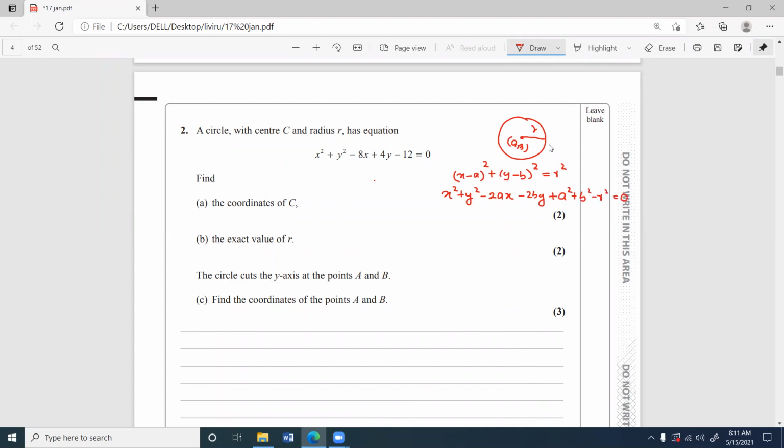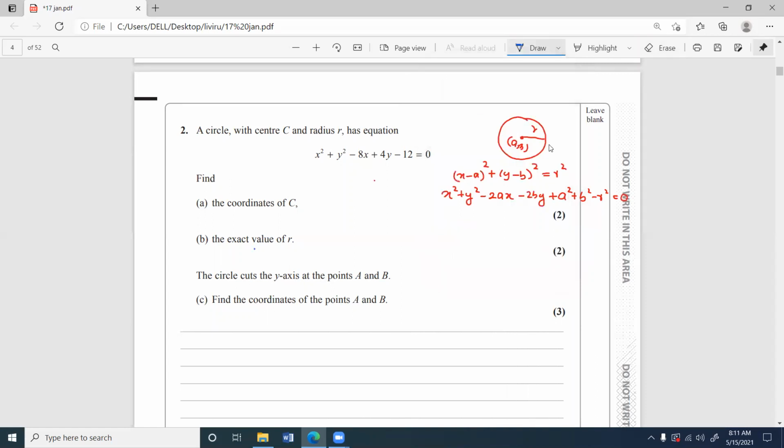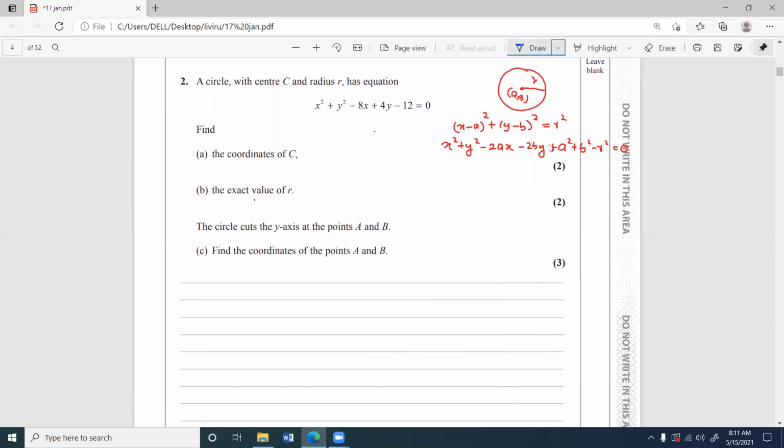Right. Using this equation, we can find the coordinates of the center C and the radius r that they ask about. To do this question, we can use two techniques. The first technique is to put this expression in this form. Let's do the first method. I'm just doing method 1. We can practice both methods, then you can use whichever method you feel is convenient.